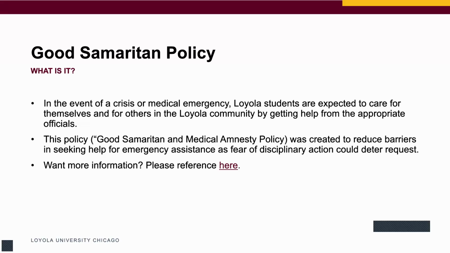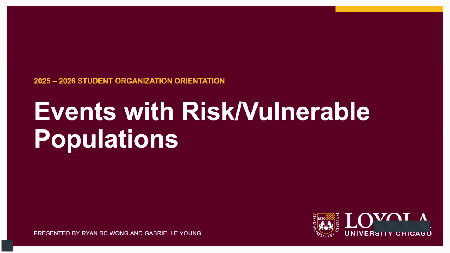Now let's talk about the Good Samaritan policy. So, what is the policy? In the event of a crisis or medical emergency, we expect Loyola students to care not only for themselves but for others, by getting help from the appropriate officials. This policy was created to reduce barriers in seeking help for emergency assistance, as fear of disciplinary action could lead to hesitation in requesting help. If you want more information, please reference the Safety Net website with more information about the Good Samaritan policy.